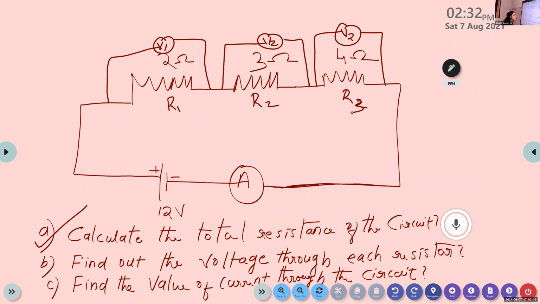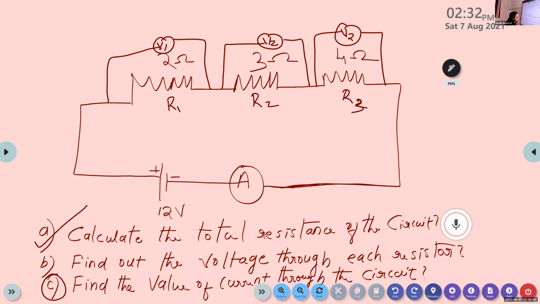So in order to find out the voltage, before that we want to find out the current that is flowing through the series combination. So we can find out question number C first. After that we can come to question number B. Find the value of current that is flowing through the circuit.